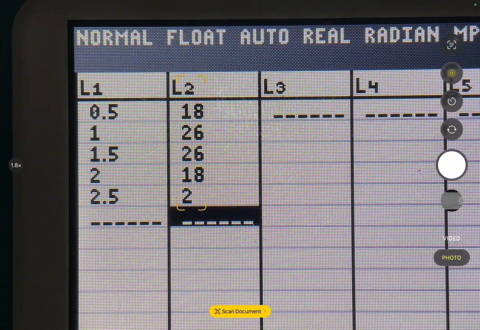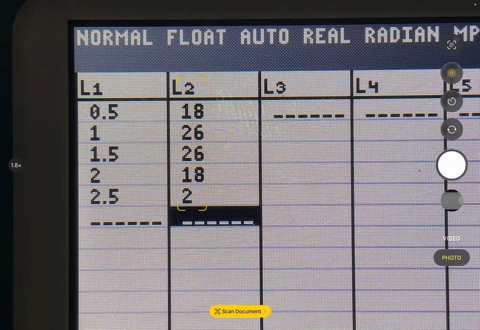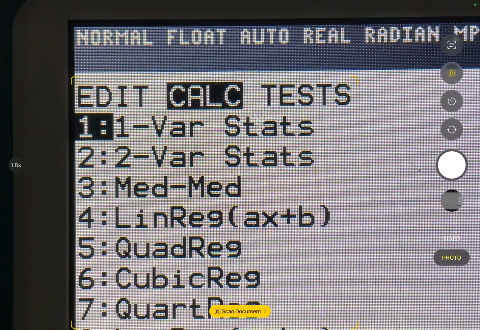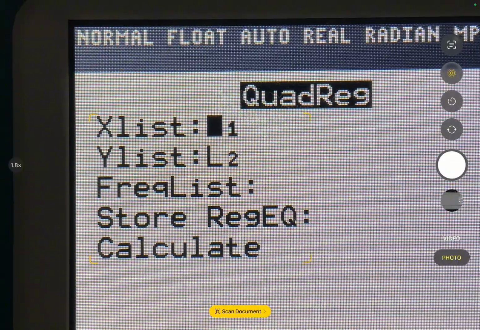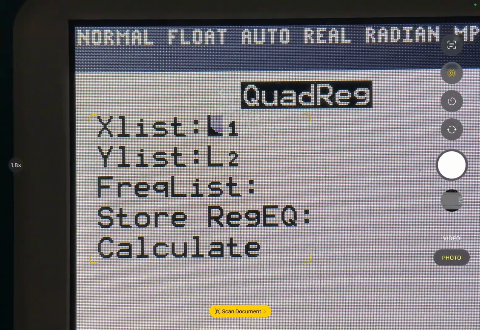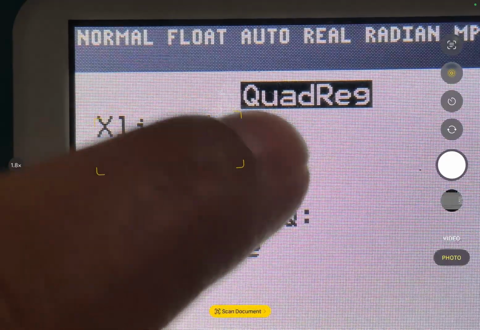After I put my points in, what do I do? Go back to stat, cal. Move over to calculate. What number? 5. 4 is for straight lines. We're working with parabolas. It has to be quadratic, okay? Make sure everybody's screen says quadratic at the top.